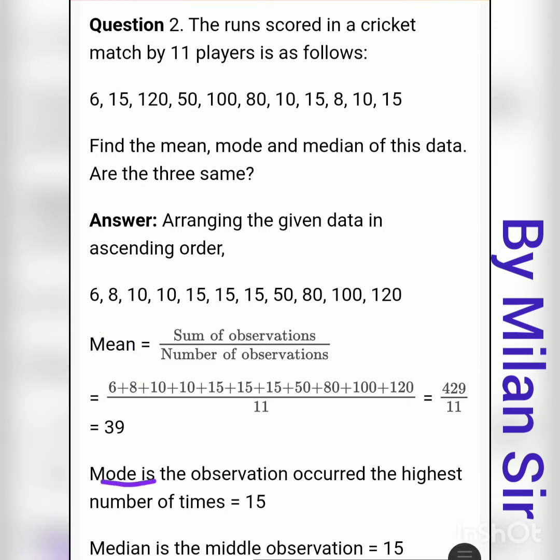After that we need to find the mode. Mode is the observation that occurred the highest number of times. If we think about the 10, it repeats 2 times. If we think about the 15, it repeats 3 times. So 15 is repeating the highest number of times here. 15 is the most repetitive value because it is repeated 3 times. So the answer of mode is 15.